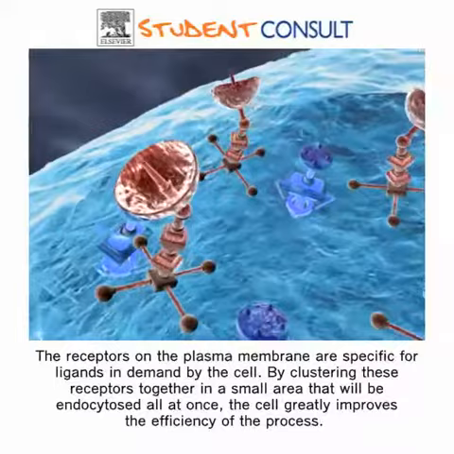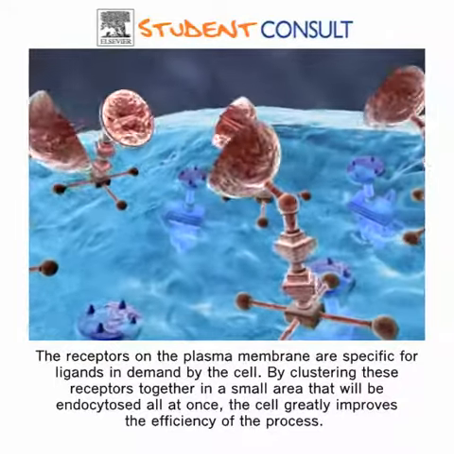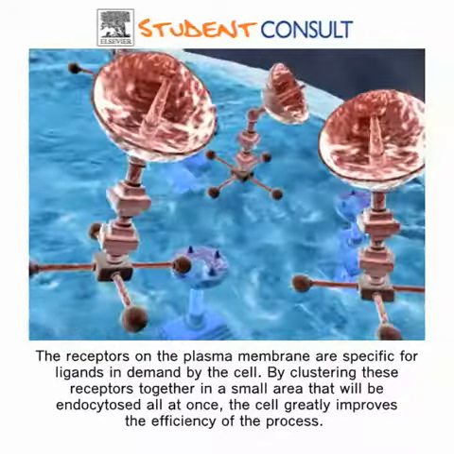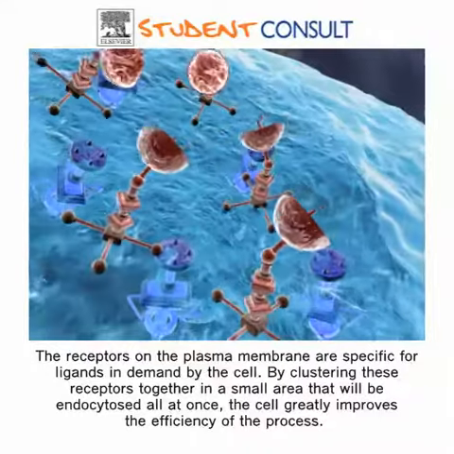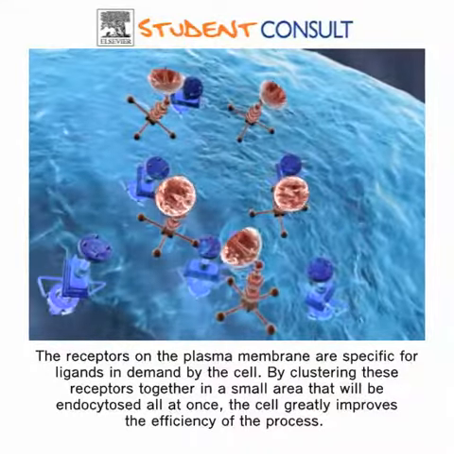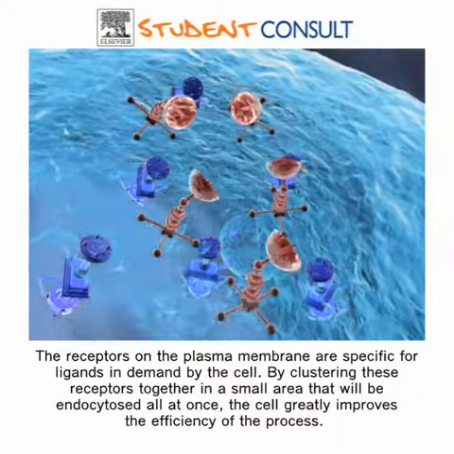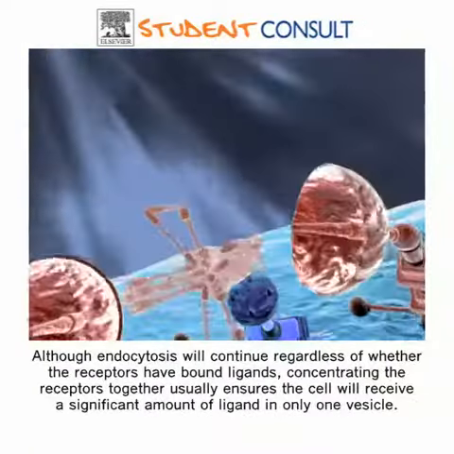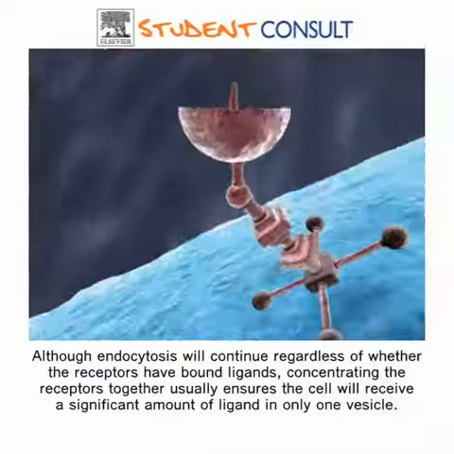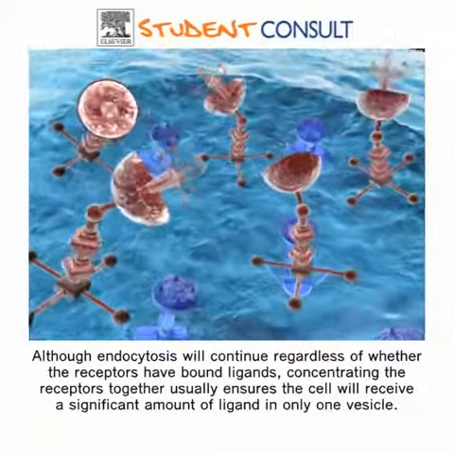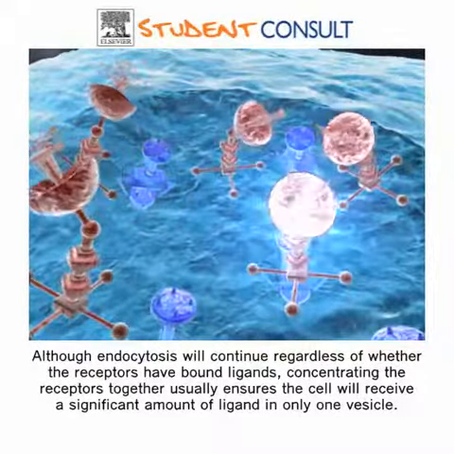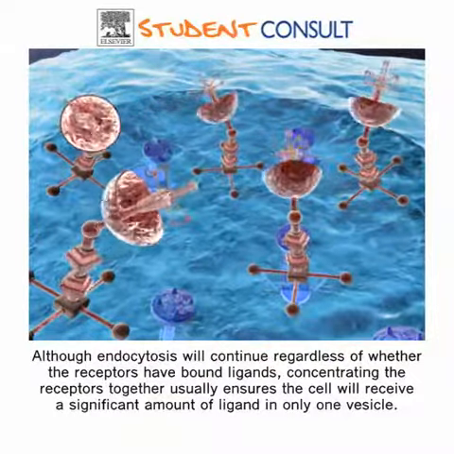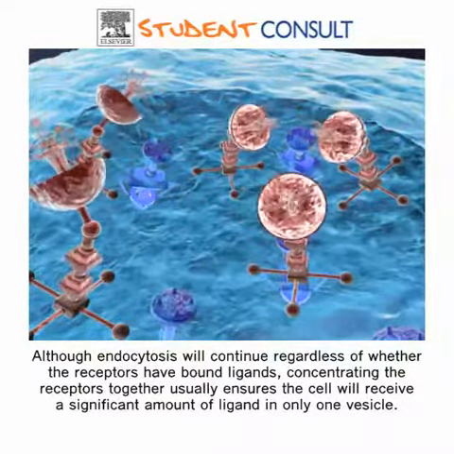The receptors on the plasma membrane are specific for ligands in demand by the cell. By clustering these receptors together in a small area that will be endocytosed all at once, the cell greatly improves the efficiency of the process. Although endocytosis will continue regardless of whether the receptors have bound ligands, concentrating the receptors together usually ensures the cell will receive a significant amount of ligand in only one vesicle.